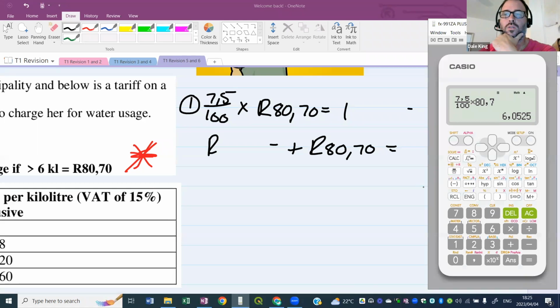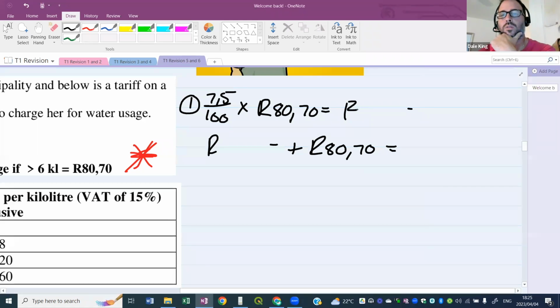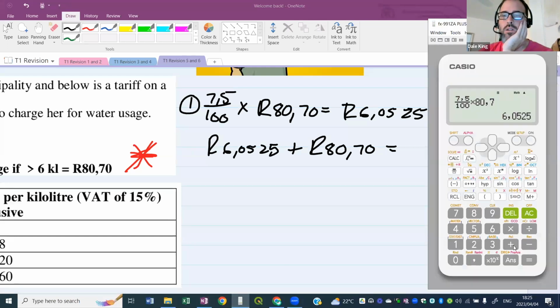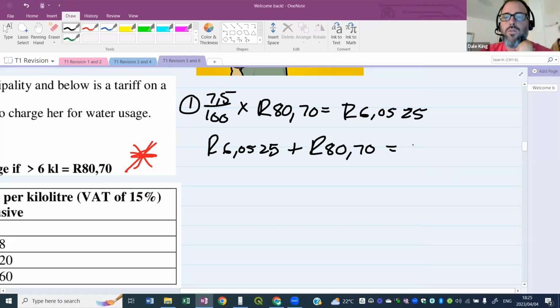So 7.5% of 80.70 is 6.0525. Let's add that onto the 80.70 now. 6.0525 plus 80.7 is 86.7525. Rounding off to two decimal places, the second decimal is a 5. Look at the number next to it, which is a 2. That's not going to change the 5. So 86.75 is fine.